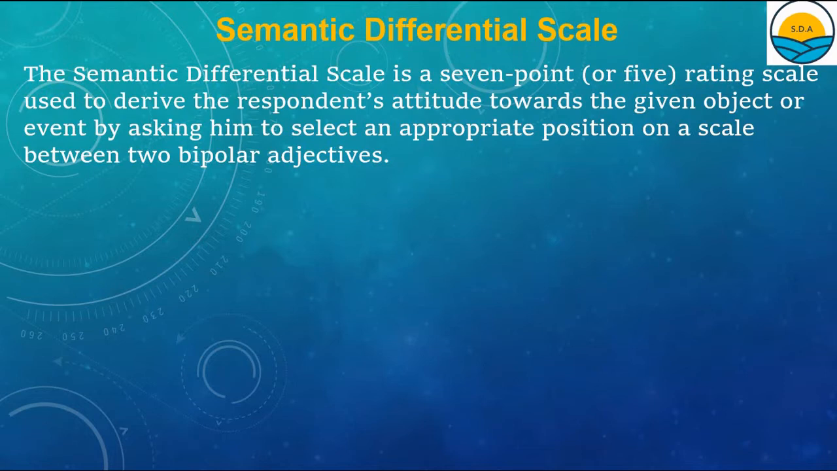The semantic differential scale is a 7-point or 5-point rating scale used to derive the respondent's attitude towards the given object or event by asking him to select an appropriate position on a scale between two bipolar adjectives. So a respondent is given two bipolar adjectives and he is asked to select an appropriate position on a scale between these two bipolar adjectives, on the basis of which his attitude or opinion about the subject under consideration is captured.